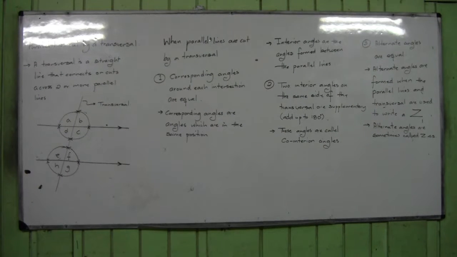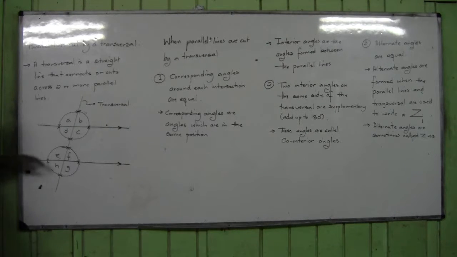Alright, let's start talking about parallel lines cut by a transversal. First of all, a transversal is a straight line that connects or cuts across two or more parallel lines.